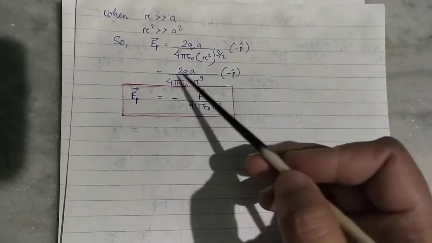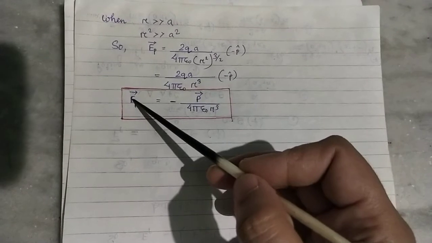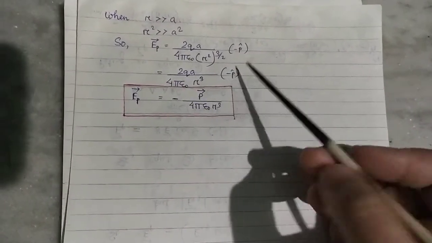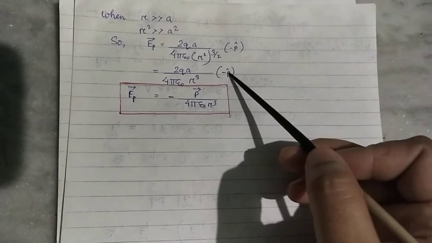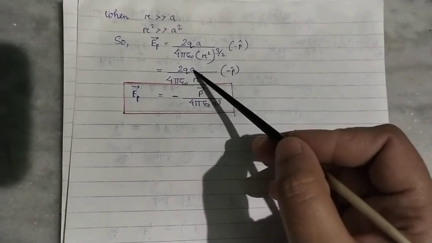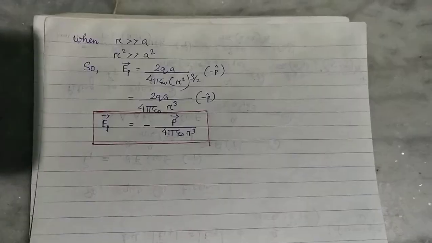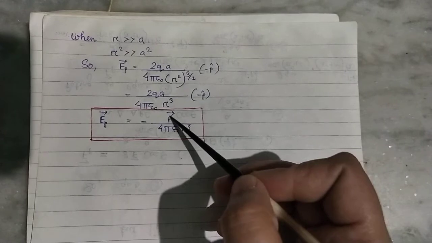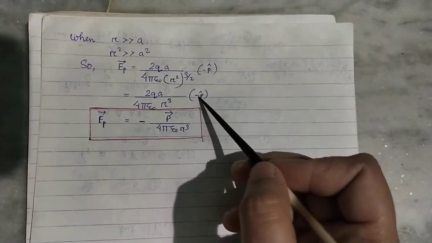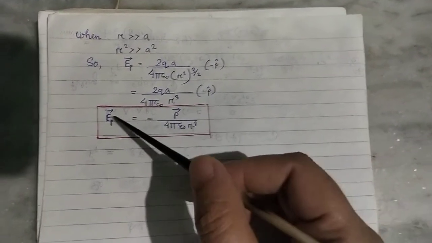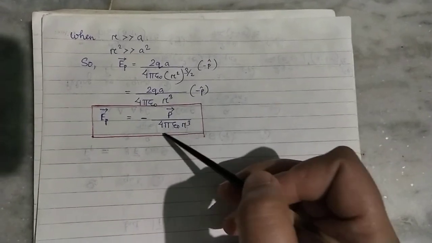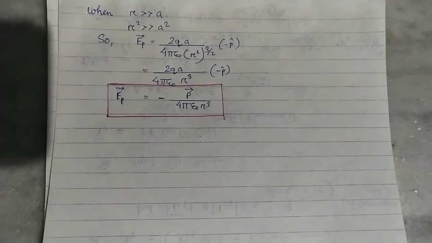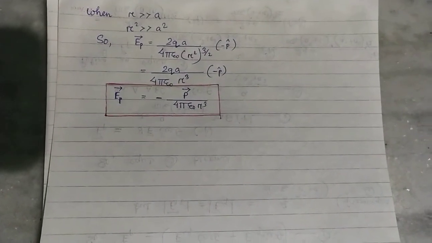So minus P cap, minus we can take to the front and we can write E P equal to minus 2QA by 4 pi epsilon naught R cube. Now this is giving the direction. If we convert 2QA into the dipole moment, we will write 2QA is equal to P vector, and P vector includes this direction also, P cap. So E P equal to minus P vector divided by 4 pi epsilon naught R cube. This is the expression for electric field at a point along the equatorial plane.